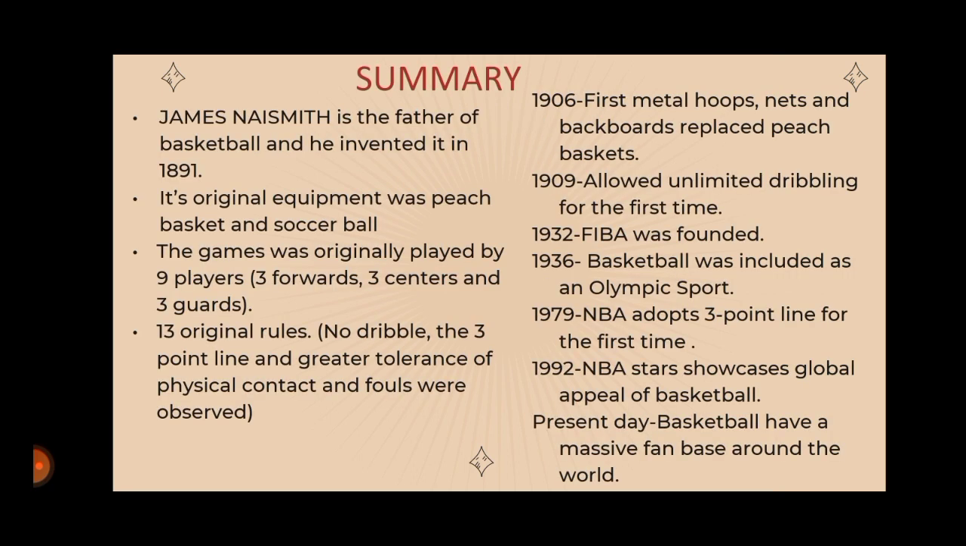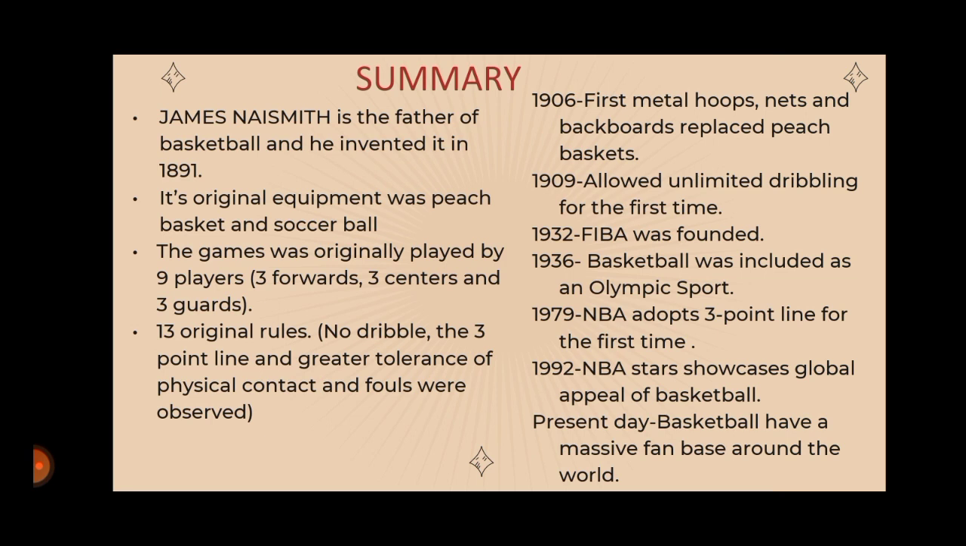So let's sum up our lesson for today. Mr. James Naismith is the father of basketball and he invented it in 1891. Its original equipment was peach basket and soccer ball. The game was originally played by 9 players, which consisted of 3 forwards, 3 centers, and 3 guards. It also has 13 original rules. No dribble, the 3-point line, the greater tolerance of physical contact and fouls were being observed at that time.